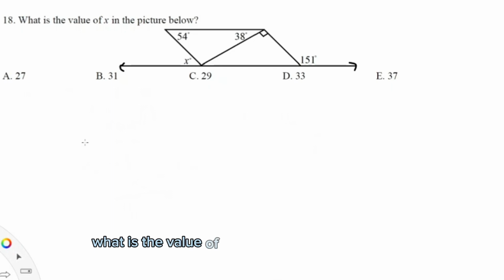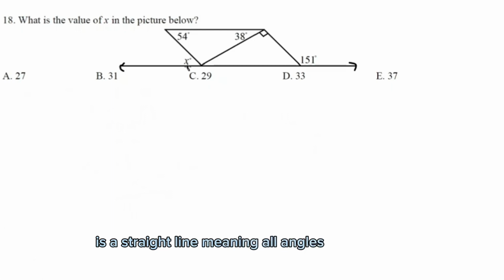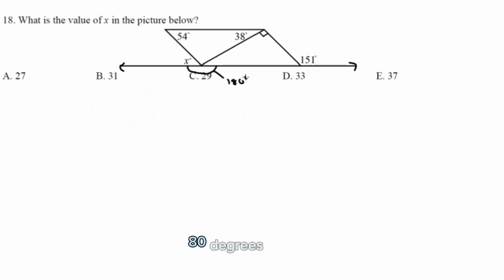Next, what is the value of x in this picture below? Alright, so first we need to know that this line right here is a straight line, meaning all angles on it are 180 degrees. Alright, now we can use this to solve this problem.